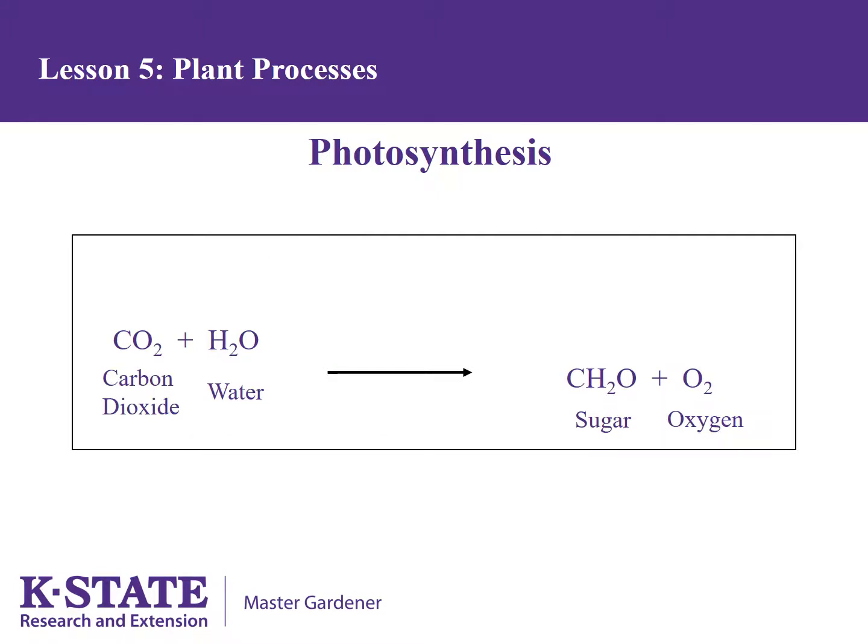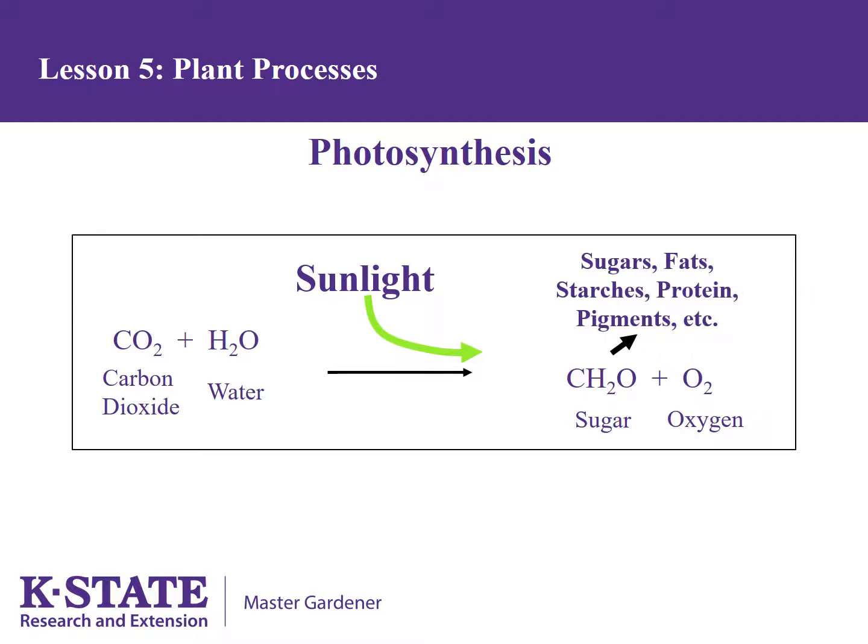Photosynthesis is the reaction that makes sugar. Carbon dioxide from the air and water from the soil are combined to form sugar and oxygen. This only takes place in the presence of sunlight. We mentioned before that photosynthesis only makes the sugar glucose. The plant uses the glucose as an energy source, but it can also make other sugars, fats, starches, protein, pigments, etc. from glucose as well. By the way, the oxygen given off in this reaction comes from the water, not carbon dioxide.